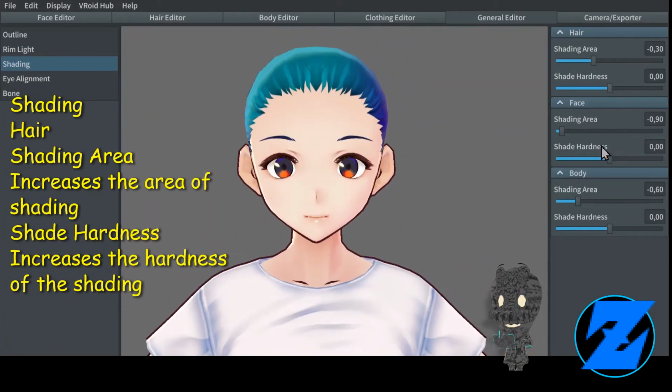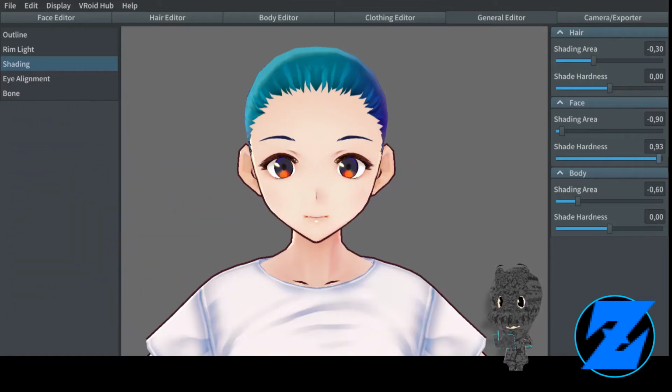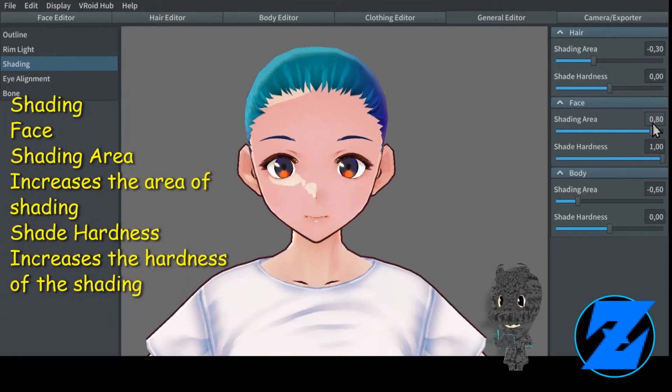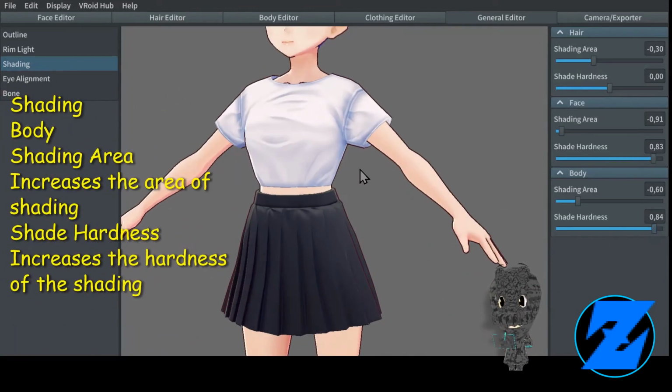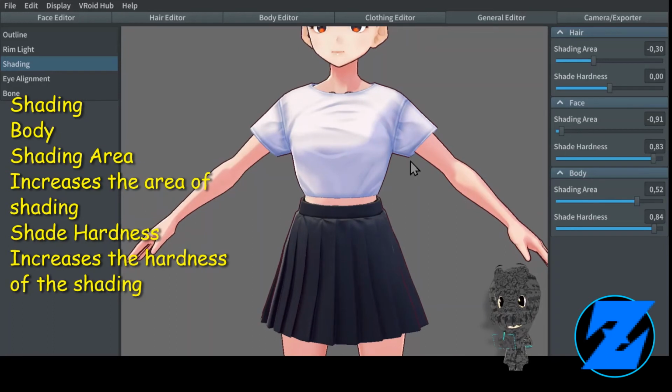Shading hair: shading area increases the area of shading. Shade hardness increases the hardness of the shading. Shading face: shading area increases the area of shading. Shade hardness increases the hardness of the shading.